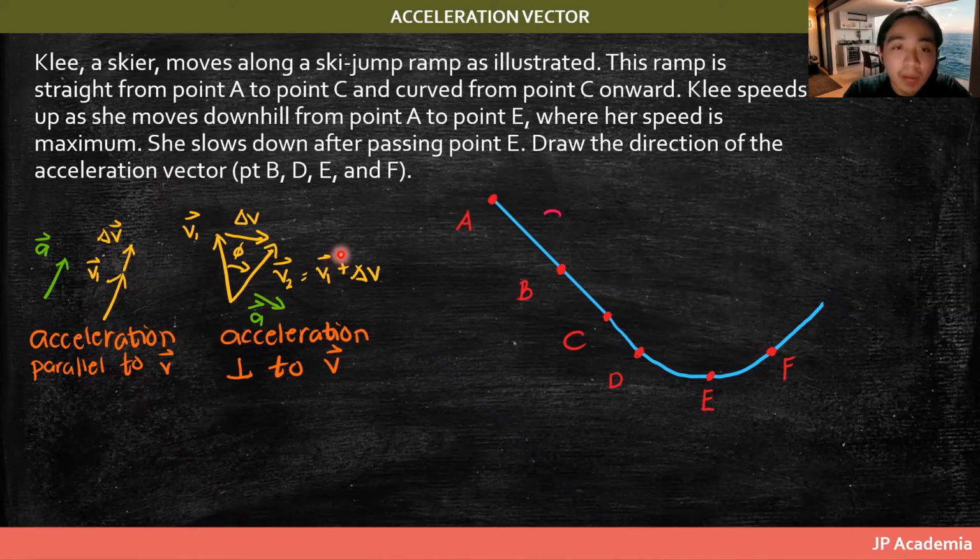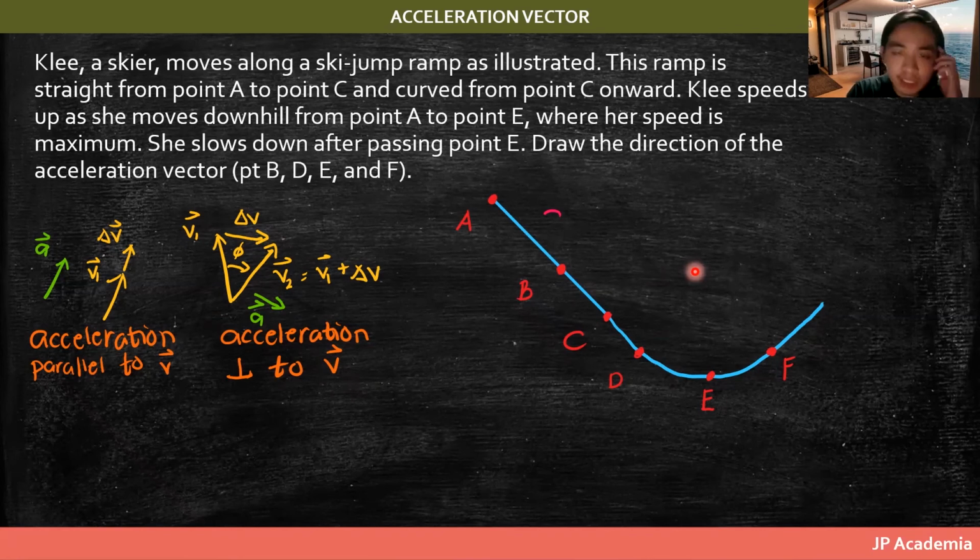nagbabago. So yung pangalawa, acceleration perpendicular to your velocity vector, ito yung nagpapa-change ng direction ng velocity vector mo. Okay? Pero in terms of magnitude ng velocity mo, yung speed, hindi nag-change yan dahil sa perpendicular component ng acceleration vector. Okay? So kapag accelerate yung perpendicular component ng acceleration, purely direction lang yung change niya. Ngayon punta tayo sa problem.